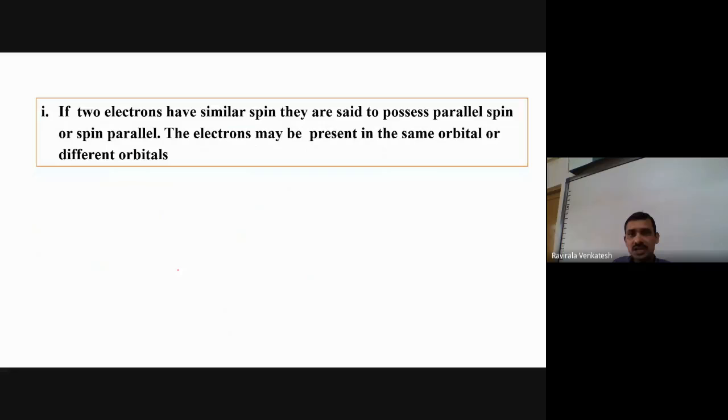Two electrons that have similar spin, that means plus half and plus half, are called parallel spin, like this. Otherwise you can show it like this also: minus half and again minus half. This is also called parallel spin. They may be present in the same orbital or in different orbitals.